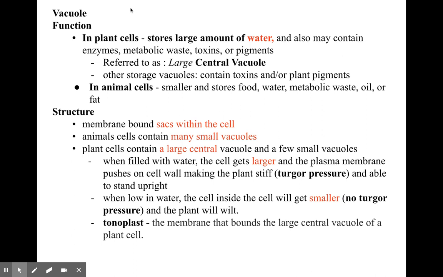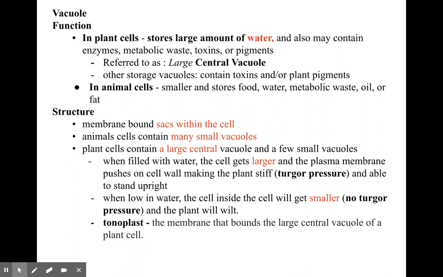And then that leads also to a vacuole. Now, a vacuole itself is found in both plants and animals, but they're very different in plants and animals. A plant cell has a large central vacuole, and that stores a large amount of water. Inside that central vacuole, it could have some enzymes, some metabolic waste, some toxins or some pigments, but in general, that's the water place. It also has little baby storage vesicles that could also contain toxins or plant pigments.